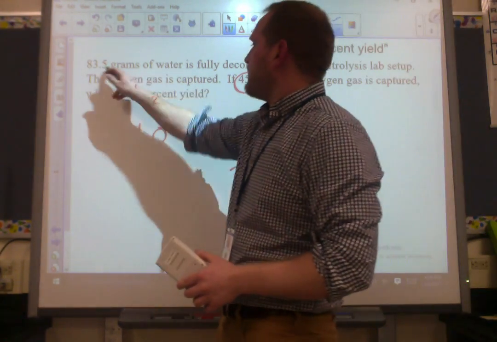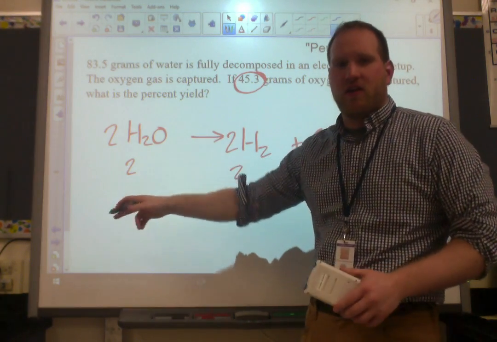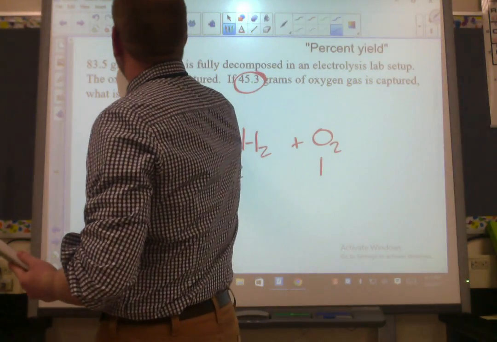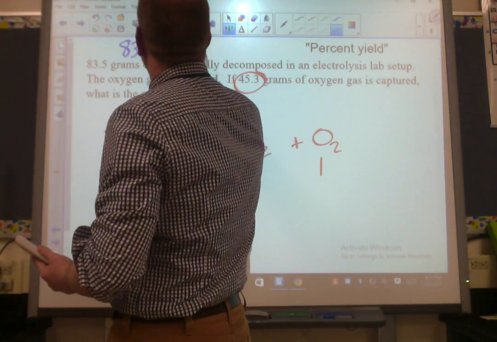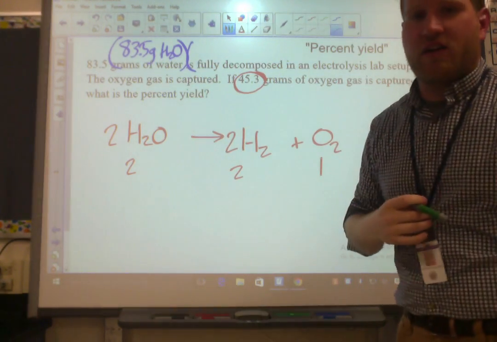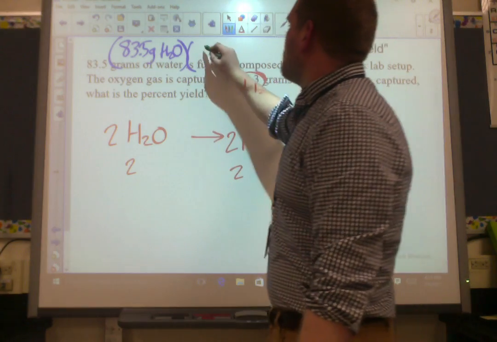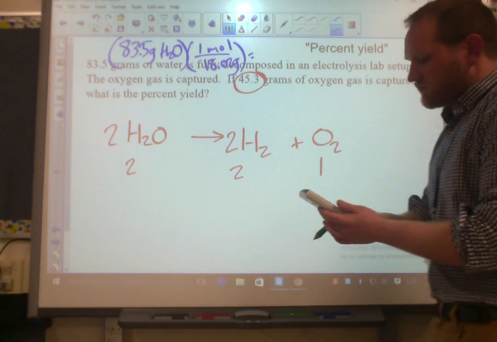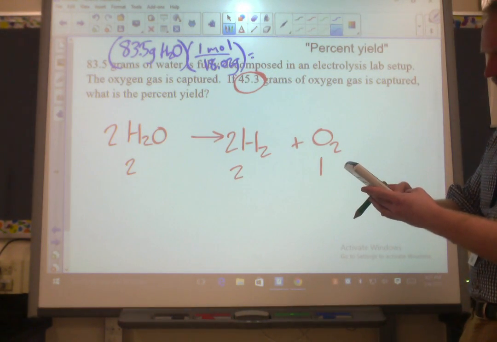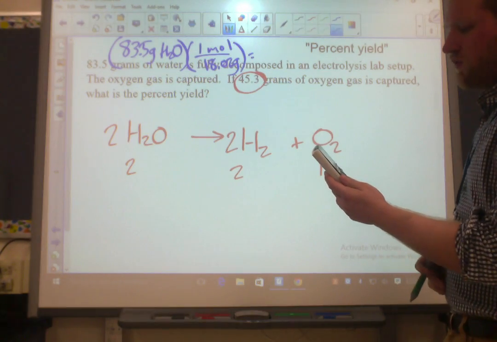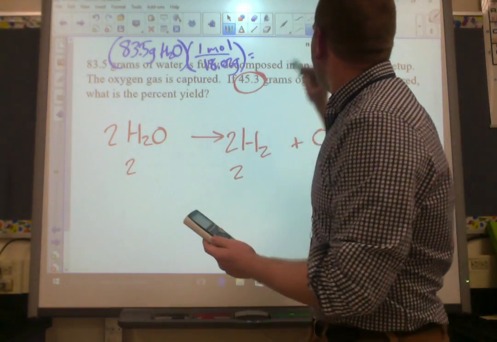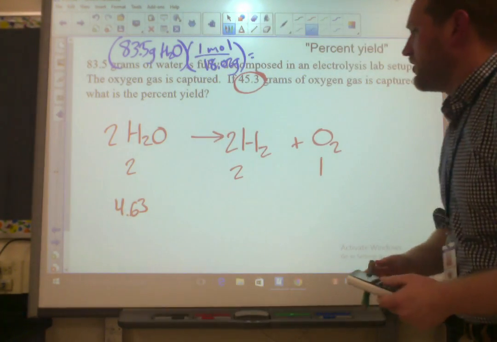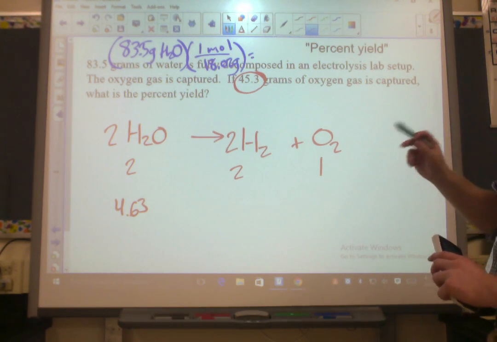So 83.5 grams of water. I can't just say 83.5 here because that's not moles, that's grams. You have to convert to moles. So 83.5 grams of H2O. Now water is one of these that if you've done it enough, you just have it memorized. It's 18.02. So times 1 mole over 18.02 grams, that's 2 H's and 1 O. 83.5 divided by 18.02. And I got 4.63 moles. So that's my water. So I'm going to say 4.63 moles of water.